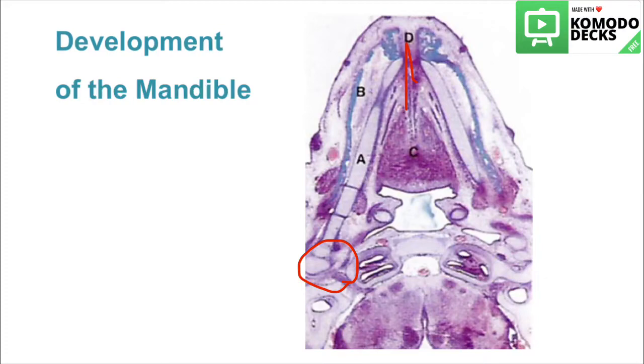A is Meckel's cartilage. B is the bone lateral to Meckel's cartilage, which ossifies, and C is the tongue. D is the midline symphysis area.